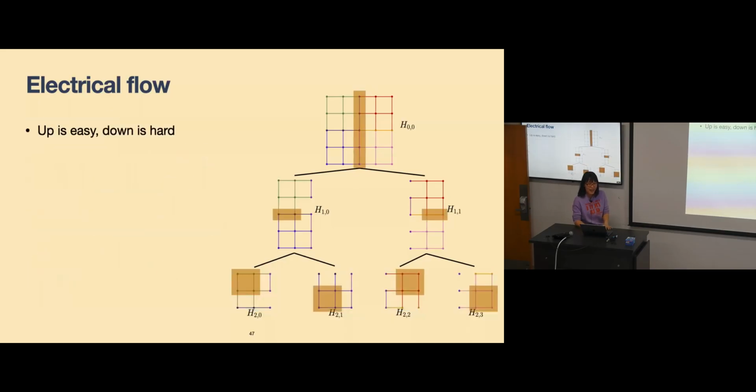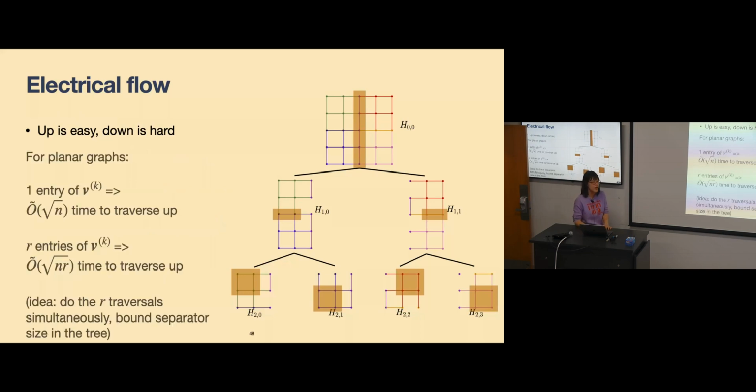Up is easy because we only have to traverse just that one path up the tree, which is log n time. But coming down is hard because we have to traverse each node. And how easy is up? Well, for one entry, the time is going to be square root n to traverse up because at each level, we're only focused on the separator, which is square root n sized.